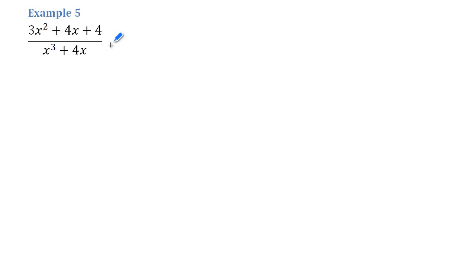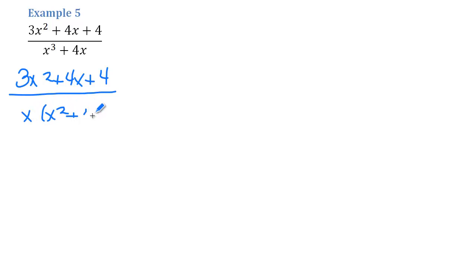Here's one final example. We'll rewrite this as 3x squared plus 4x plus 4 over x times x squared plus 4. So once again, we have this quadratic for the denominator, which means that we'll have to have a linear numerator. So we'll have some number over x plus bx plus c over our x squared plus 4.